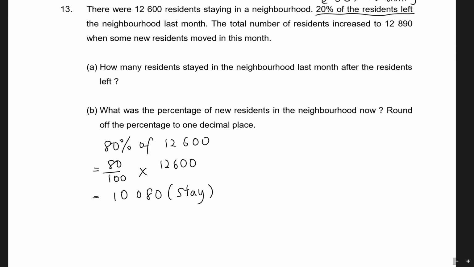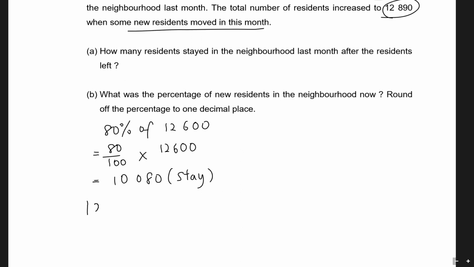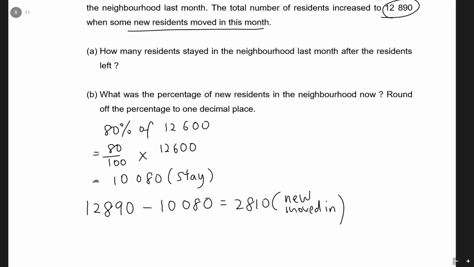After that, the total number increased all the way to 12,890. Why? Because some new residents moved in. So how many people actually moved in? Let's find out. Compared to the original number who stayed on, let's see how many people actually moved in. There were new residents of 2,810 who moved in. So I'm just going to write simple English inside.